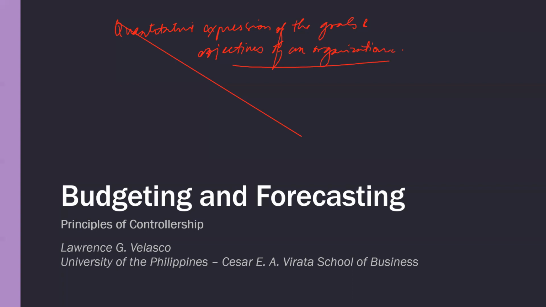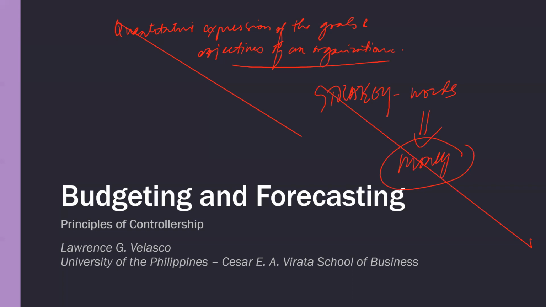So the budget is needed so that we can implement the strategies and goals of an organization. At the end of the day, all strategies of an organization will need money, right? So strategies are words. But at the end of the day, what makes those words implementable is that you have the cash, the money to use so that you can do tactics that will further those strategies. So that's why my favorite definition of a budget is that it's a quantitative expression of the company's goals and objectives.